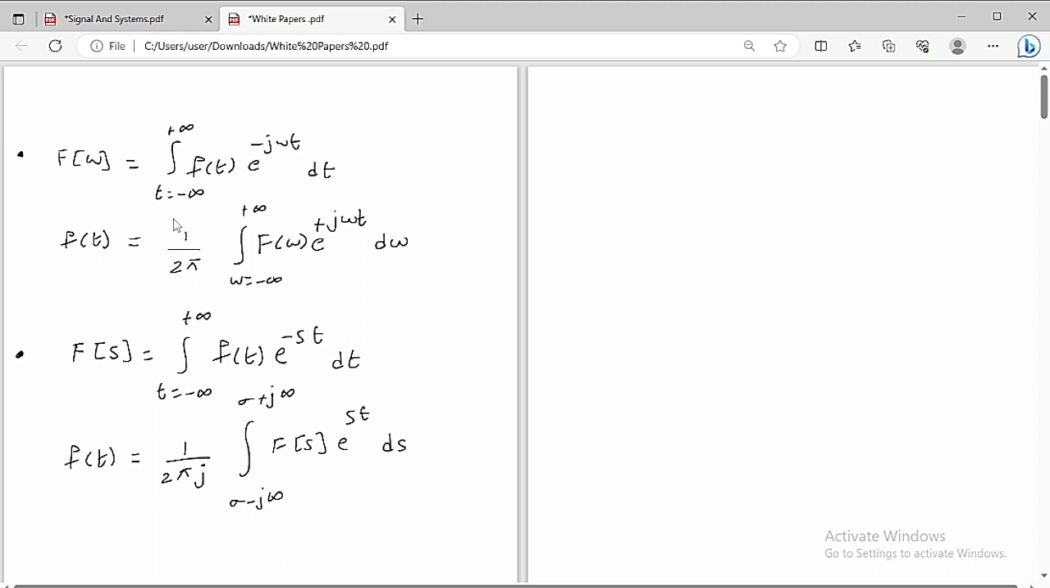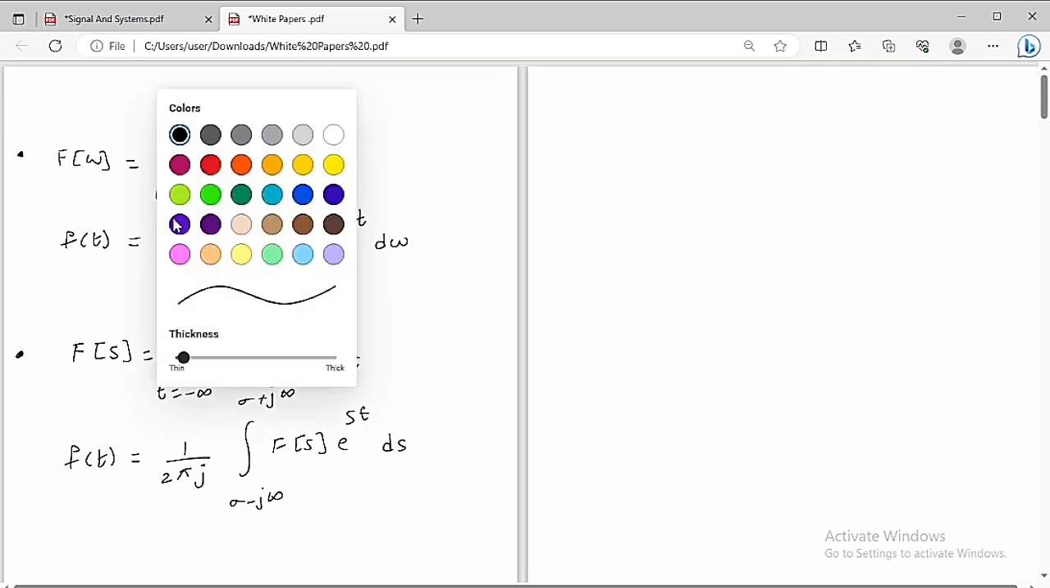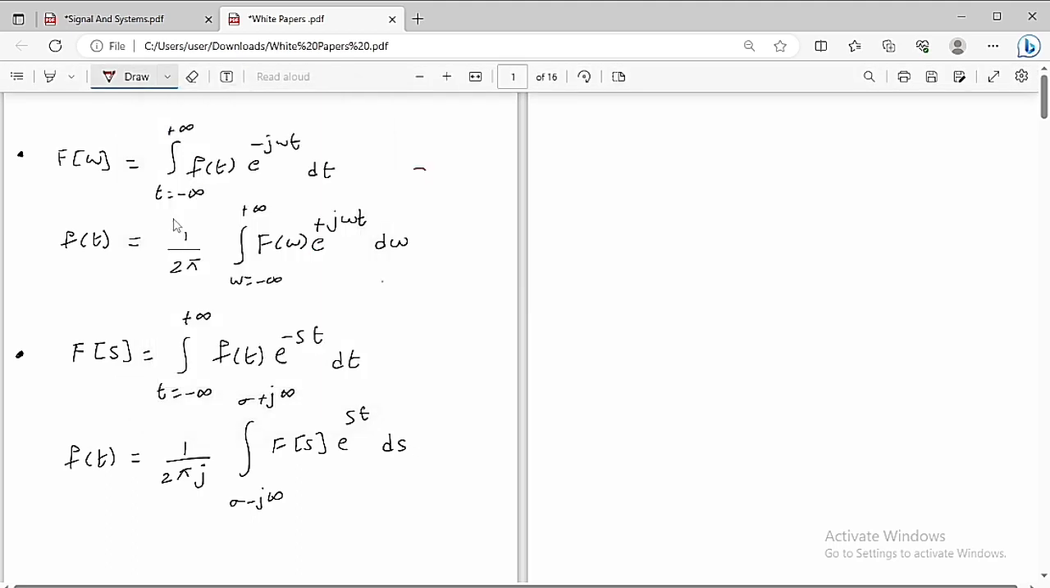So these are the methods, so that you can easily understand. These are the formulas for the continuous time Fourier transform, and these are the formulas for the Laplace transform.